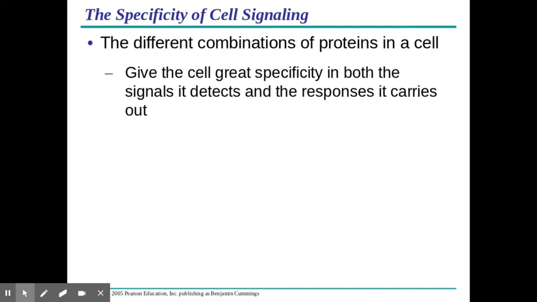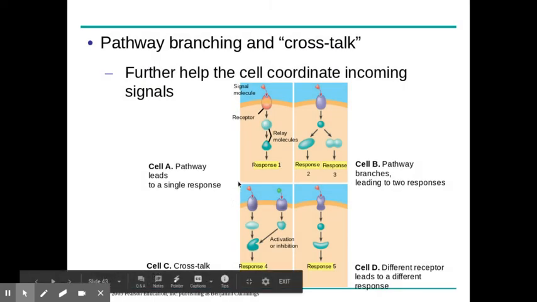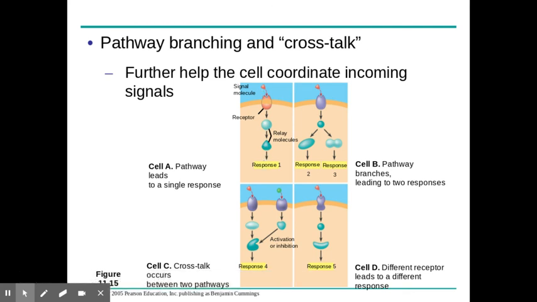The different combinations of proteins in a cell give a cell great specificity. I'll just give you an example. If this is epinephrine, it might cause glycogen breakdown in one. It might cause a rapid heartbeat in another. So epinephrine, if it gets to the liver, is going to cause glycogen breakdown. Going to release glucose, in other words. But if it gets to the cardiac muscle, it's going to lead to a rapid heartbeat. So this is specificity. Different hormones cause different responses in different cells. That's what this is talking about here.